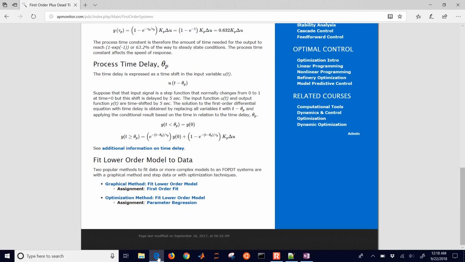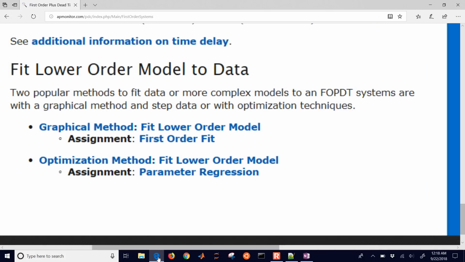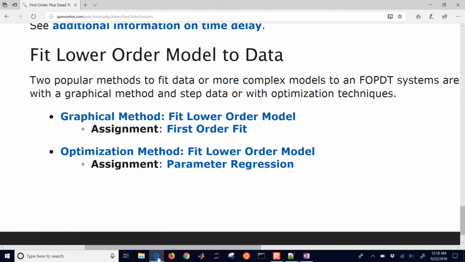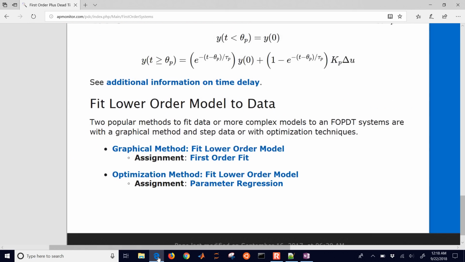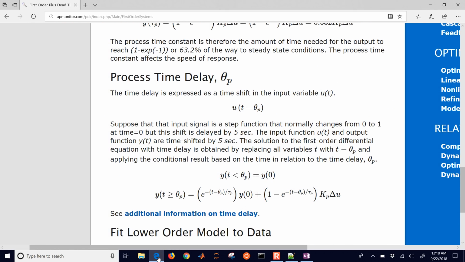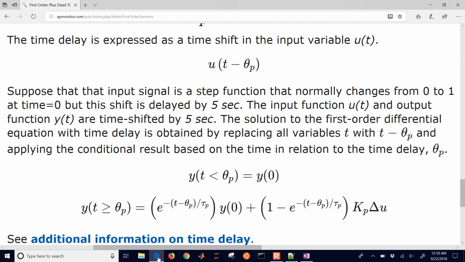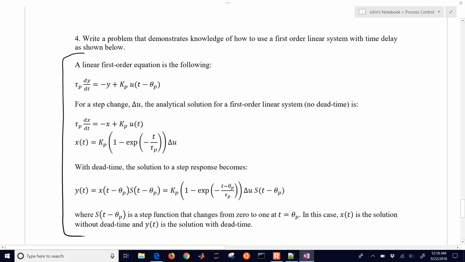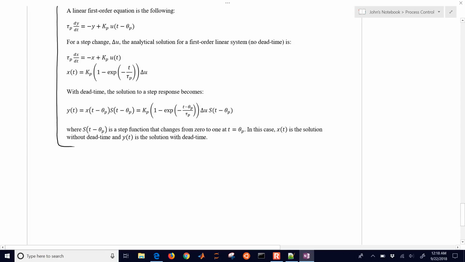So I really want you to know this equation. Again, we fit models with graphical or optimization methods, but I also want you to know this equation and how it's used. Okay, so let's just think of a problem. This is kind of a different question here. It's very open-ended, but let's say you went to an auto dealer and you wanted to try to get a first order plus dead time model for an automobile.